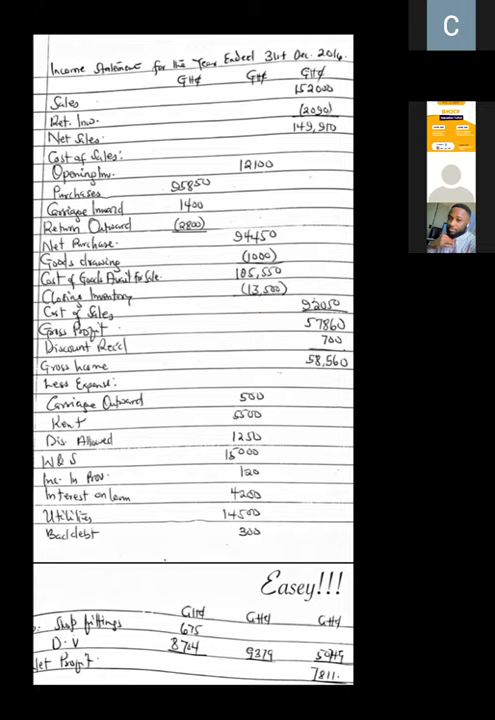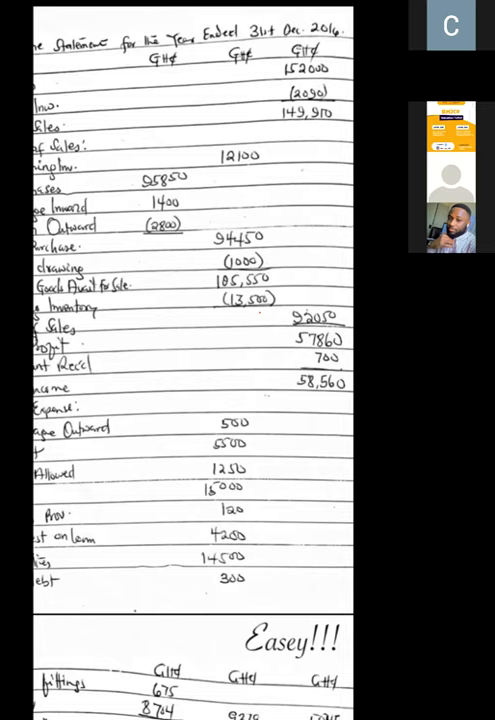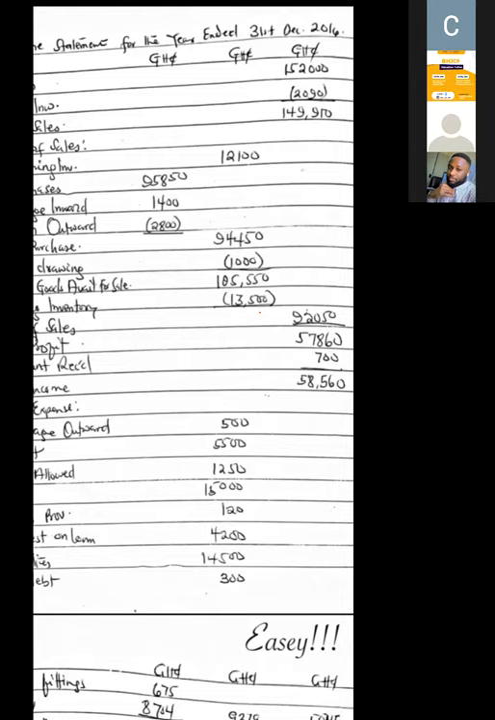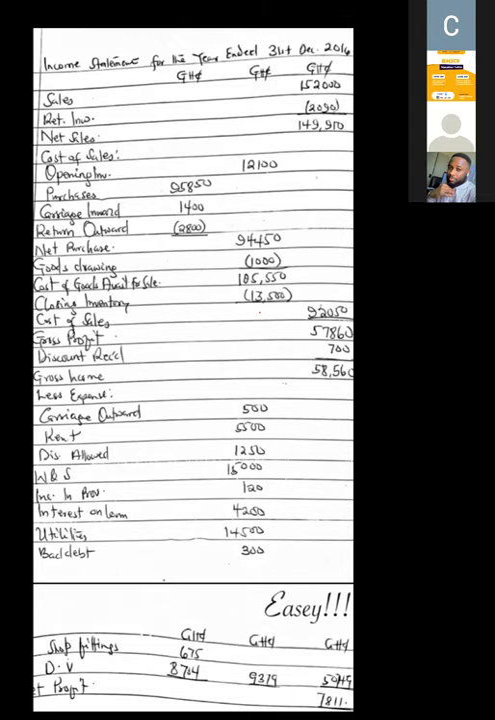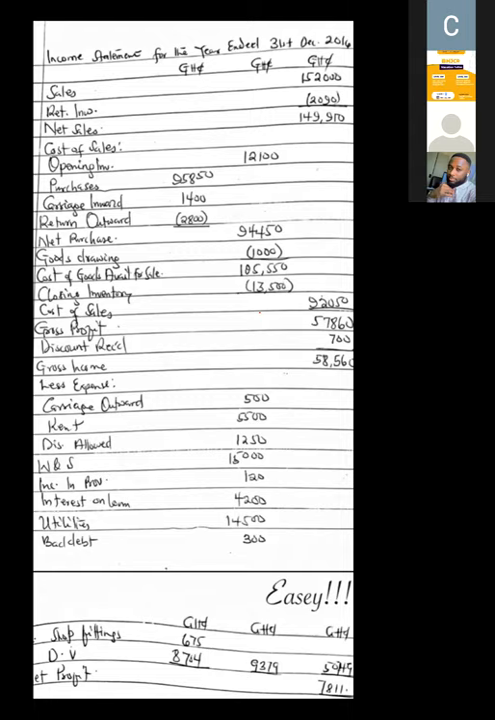So we have our cost of sales figure to be 92,050. Gross profit is net sales less cost of sales, which is 149,910 minus 57,860. And then we add other income. Then we less expenses. Among the expenses, we have carriage inwards of 500.